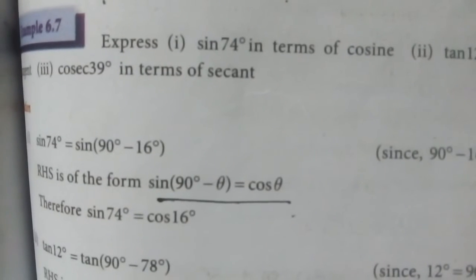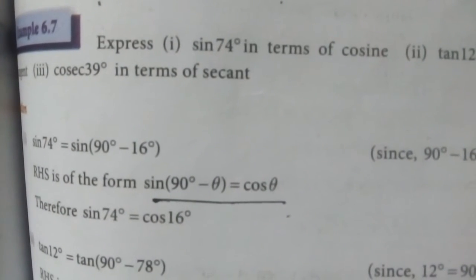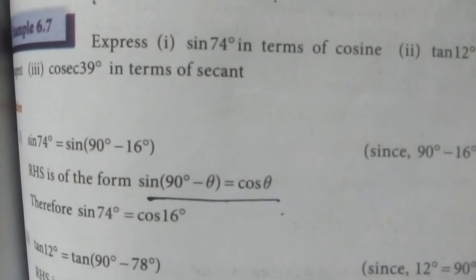Then sin of 90 minus theta, just now we learned the formula. Now sin of 90 minus theta is equal to cos theta. So we can write directly it is cos 16.